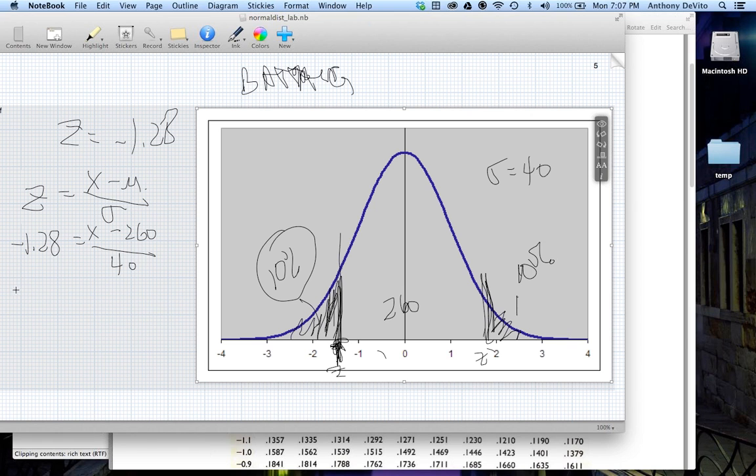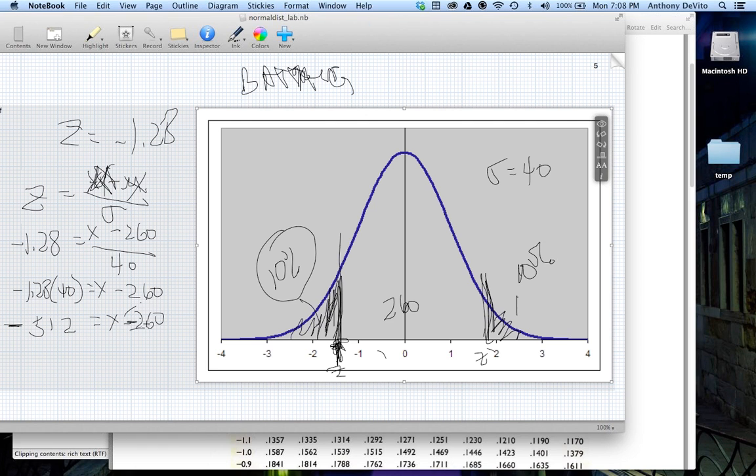Okay, multiply both sides by 40: negative 1.28 times 40 is equal to x minus 260. Okay, what is 1.28 times 40? 51.2, right, is equal to x minus 260. Okay, I bring two, am I doing that right? I should have made mu over minus x, right? Nope, I had it right. Oh, this is a minus number. I'm sorry, you fooled me there. Okay, it's minus. Okay, this is going to work now.